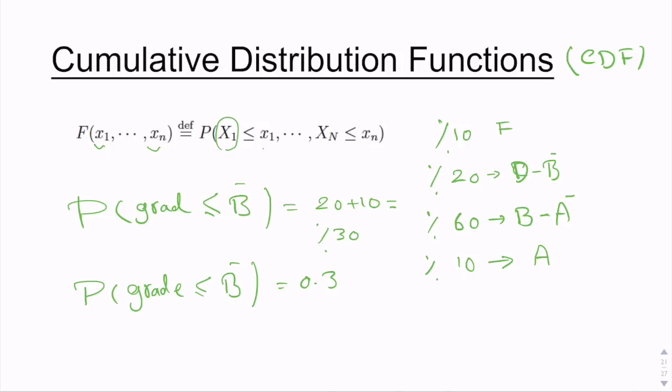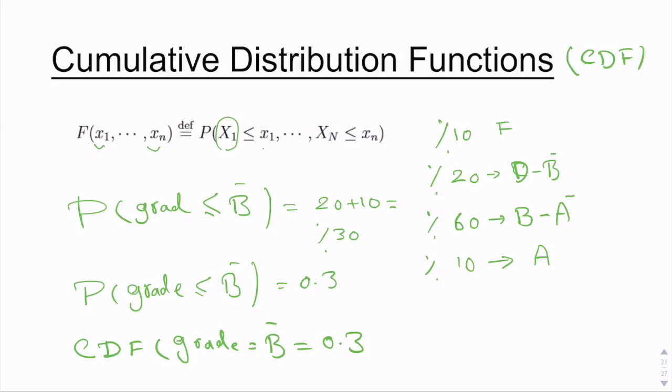So if I ask you to find the cumulative distribution function of grade equal to B minus, that is equal to 0.3. This is a cumulative distribution function.